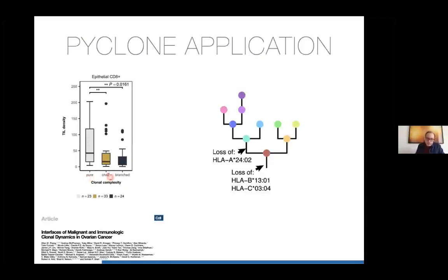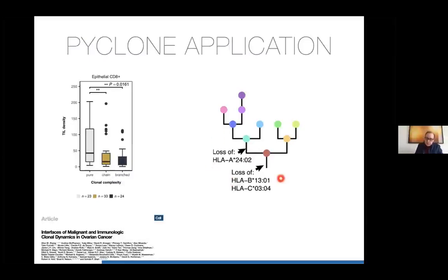For these cases, they looked at the number of tumor infiltrating lymphocytes, so the number of immune cells present in the tumor. And they noticed that for the pure chain ones, there are more infiltrating lymphocytes. For the ones with more change, less. And for the branched ones, even fewer.